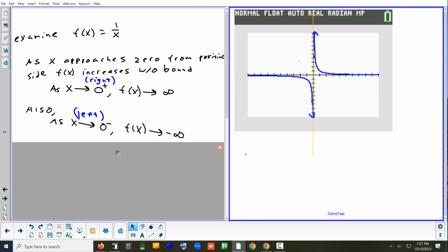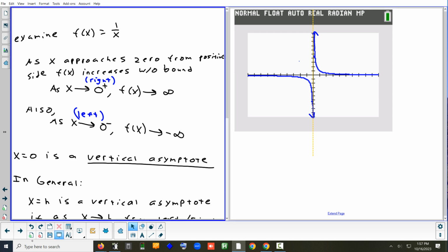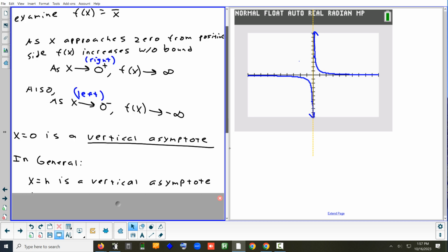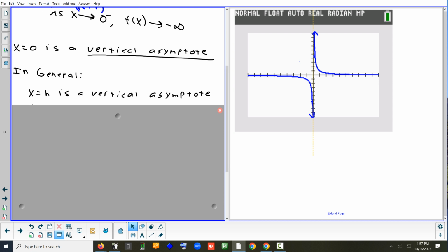It goes right through 0. And does anyone remember what letter you start with when you write the equation of a vertical? With a horizontal, we start with y. Vertical, you start with x. Yep. So in this particular graph, x equals 0 is a vertical asymptote.